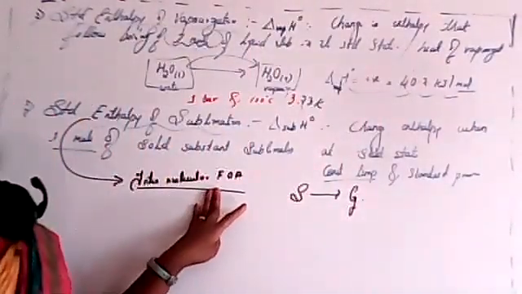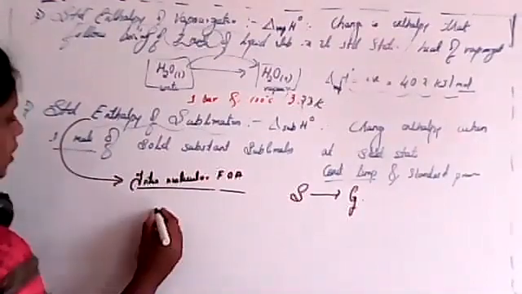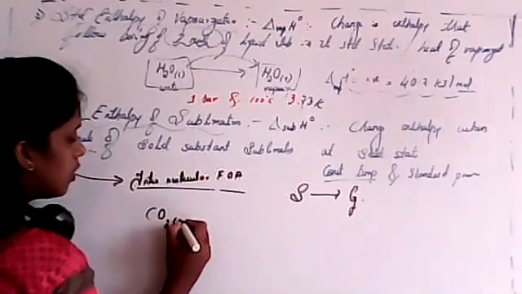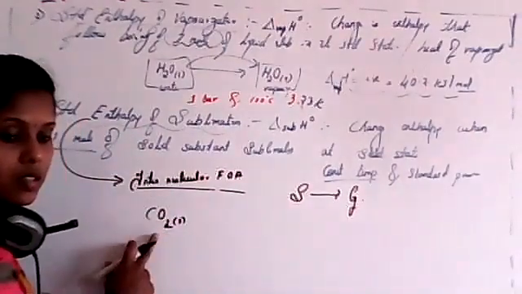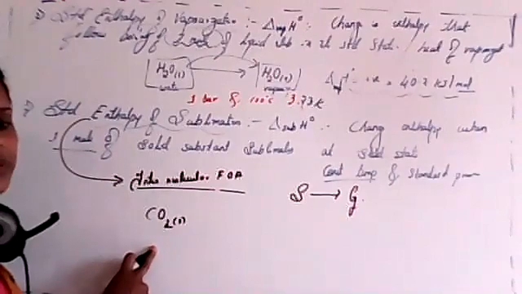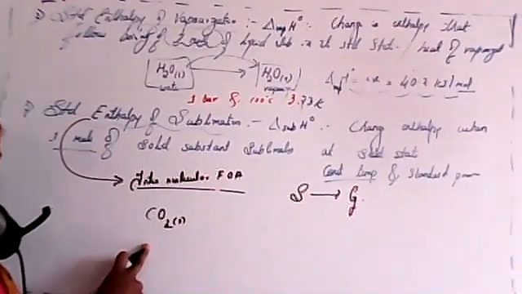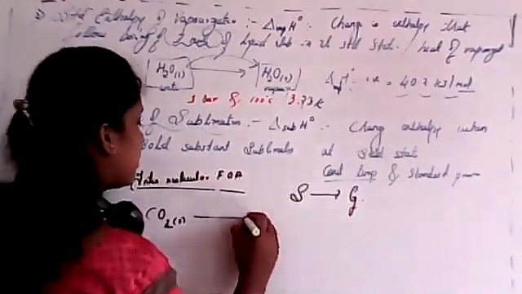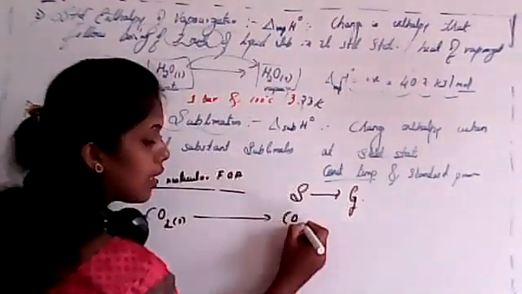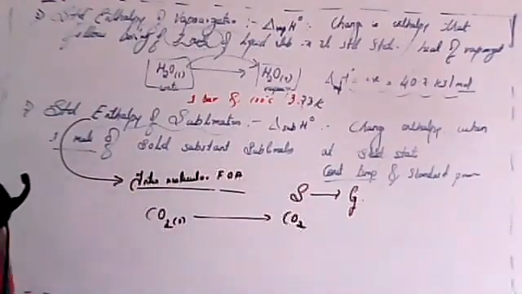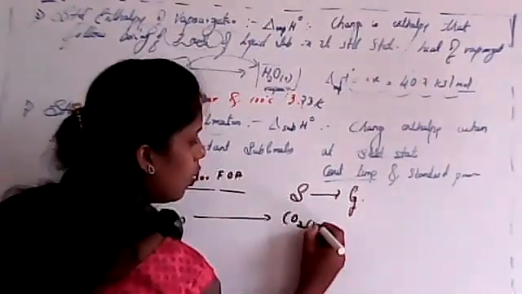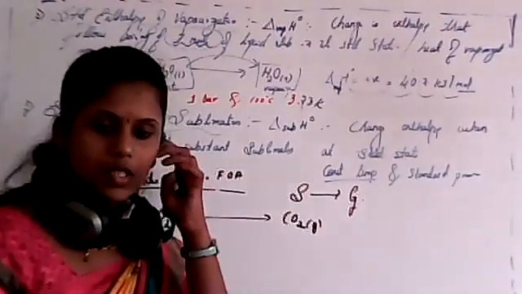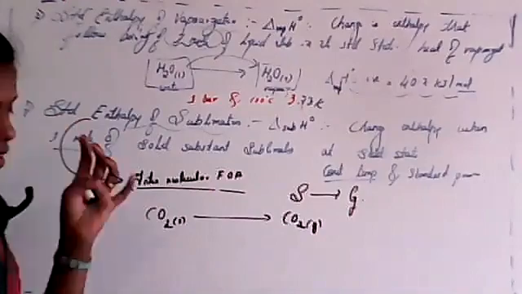Here I'll consider one example: carbon dioxide solid, which is also known as dry ice. It converts into carbon dioxide vapors, or we consider it as a gas. Isn't it, student? Yes, it is an example of dry ice.